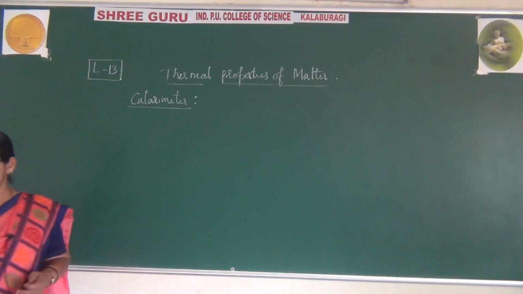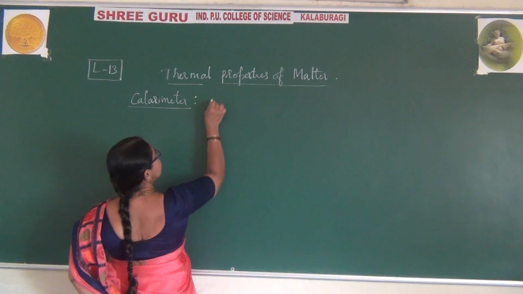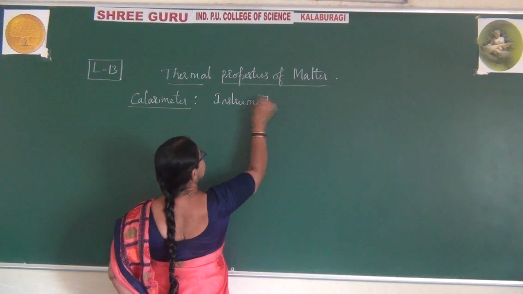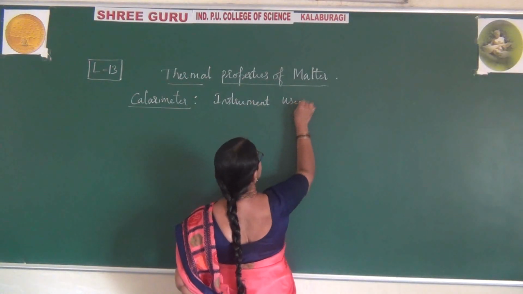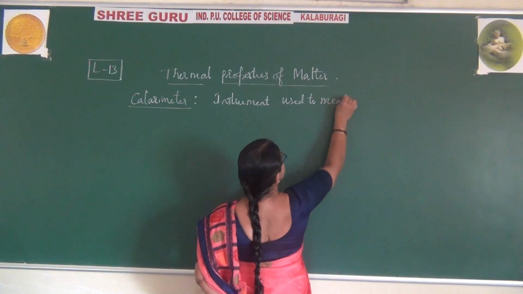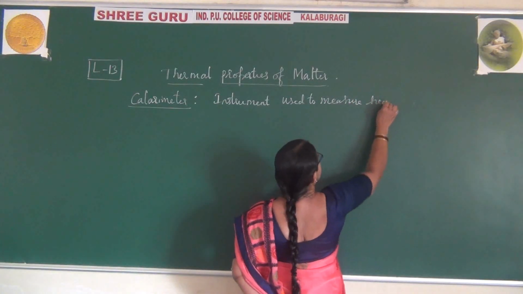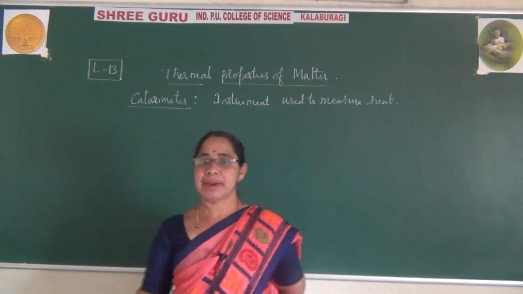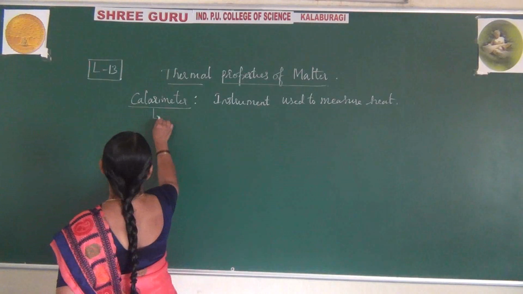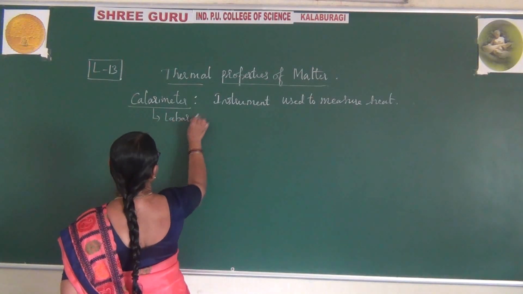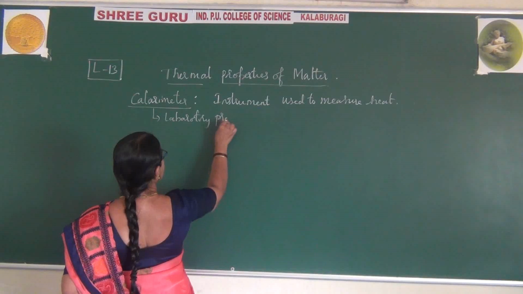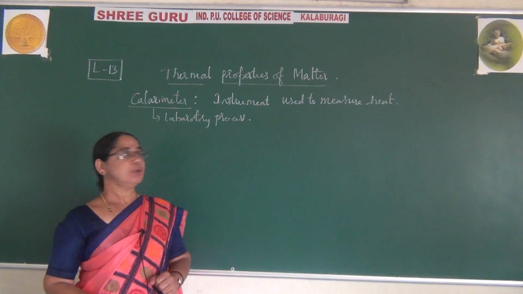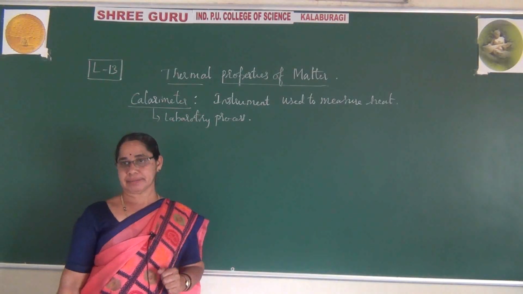Already I said it is an instrument used to measure heat. Today I will explain how we measure heat in the laboratory. This is a laboratory process. So this we do in the laboratory by using one instrument, the calorimeter.